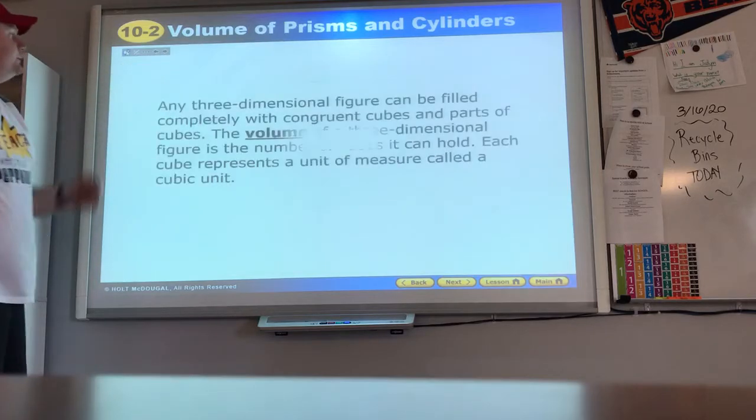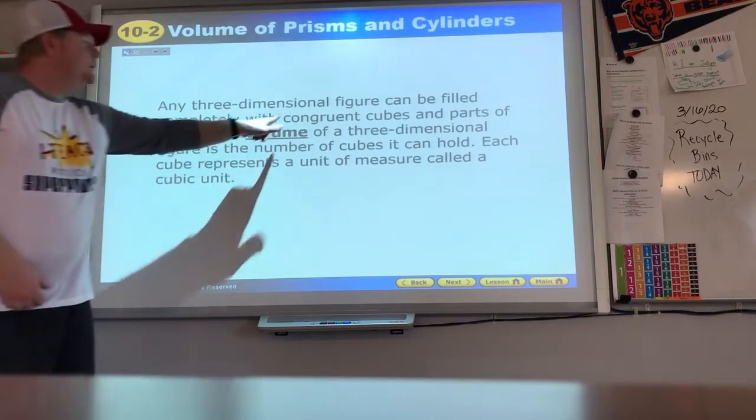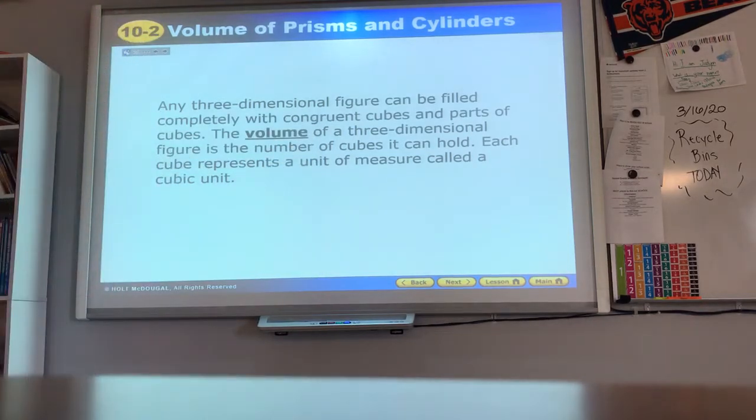Volume. Any 3-dimensional figure can be filled completely with congruent, same, cubes, and parts of cubes. The volume of a 3-dimensional figure is the number of cubes it can hold. Each cube represents a unit of measure called a cubic unit.